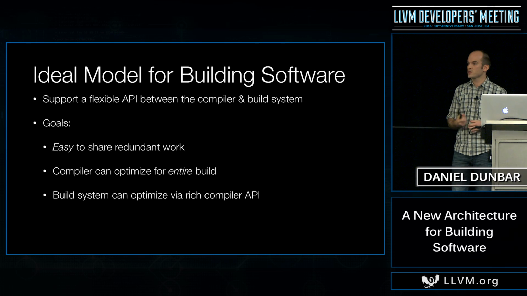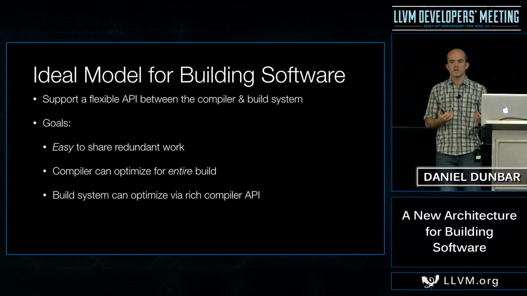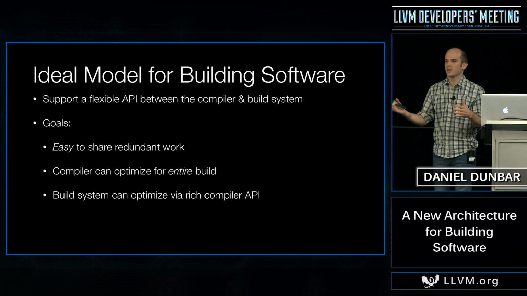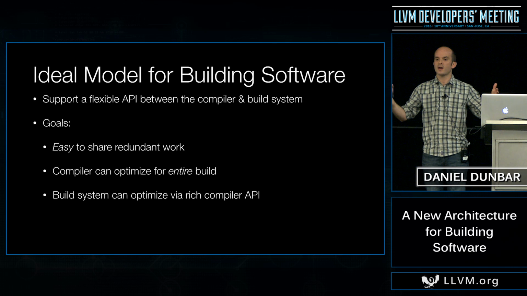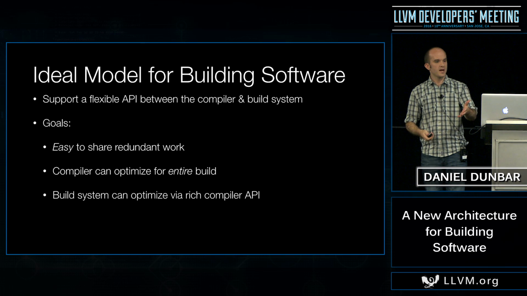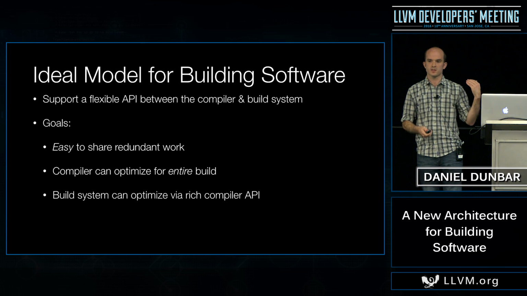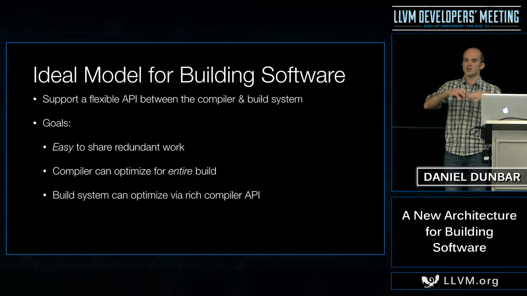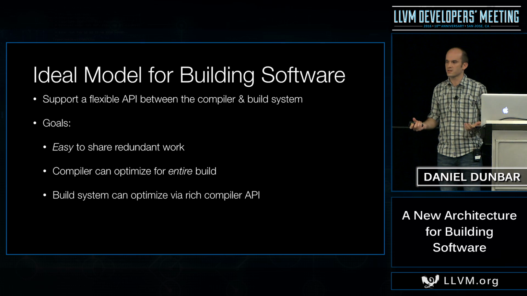And then conversely, we should be able to optimize the build system via a rich compiler API. So if there's a place where the compiler realizes that it could do some amount of work in parallel, it would be really nice if we could talk back to the build system and communicate with it so that the job can basically be scheduled very effectively.